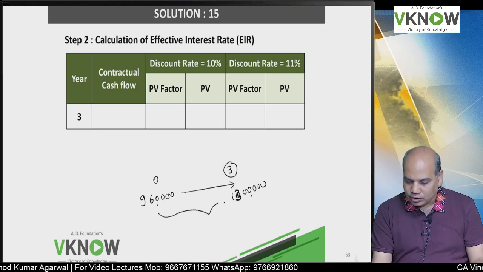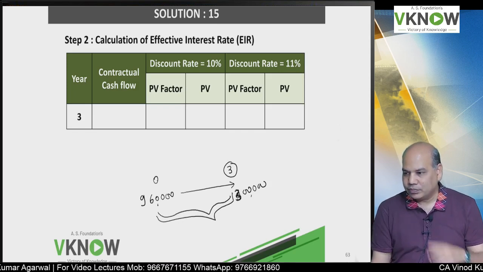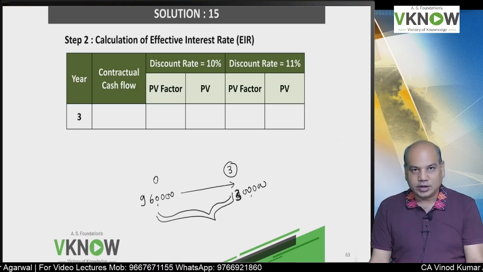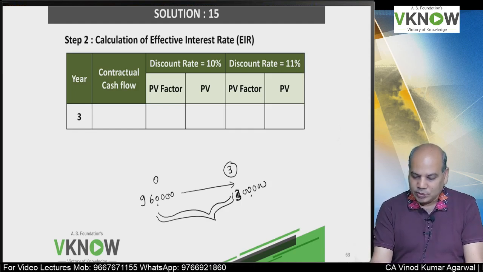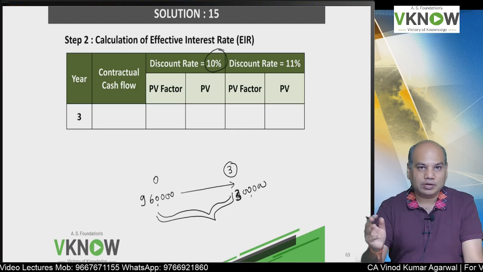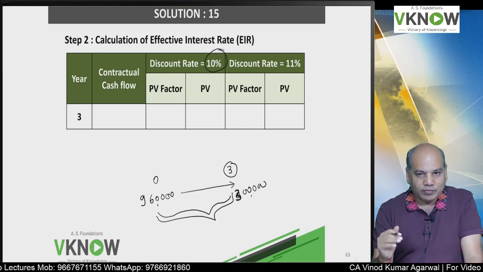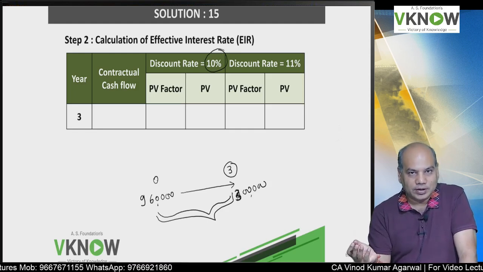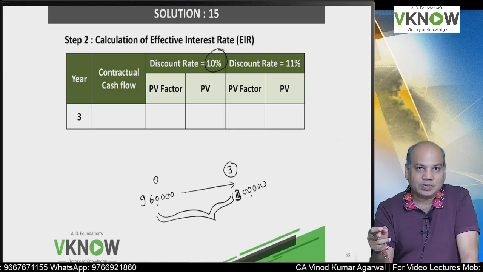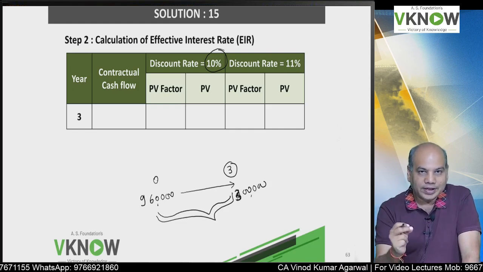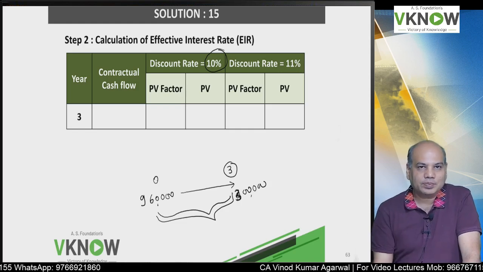So what is your effective interest rate? So we have to make a guesswork. It will be somewhere close to 10 or 11%, because in any case the coupon rate itself is 10%.